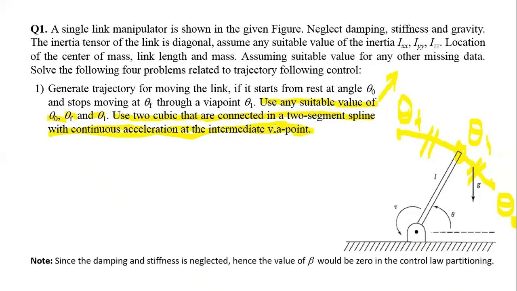The second problem is to check the stability of the system using the Lyapunov method. Corresponding to the values of theta 0, theta 1, theta f, we have to apply the Lyapunov method, which is based on the total energy of the system. We have to calculate the kinetic energy and the potential energy. Then we differentiate their summation and follow the procedure given in the Lyapunov method.